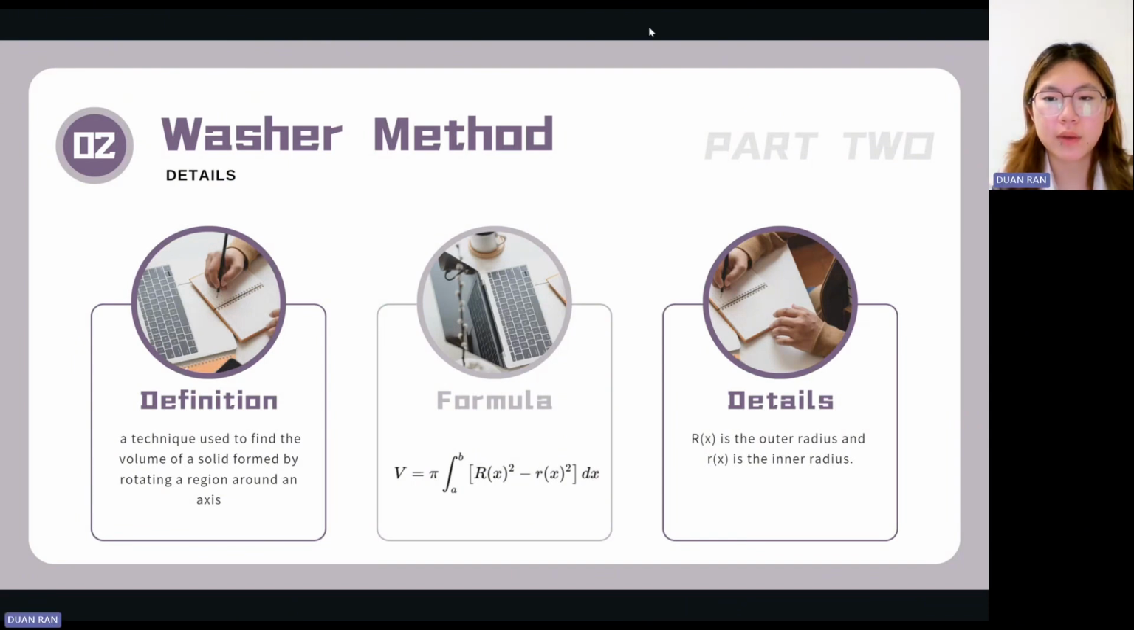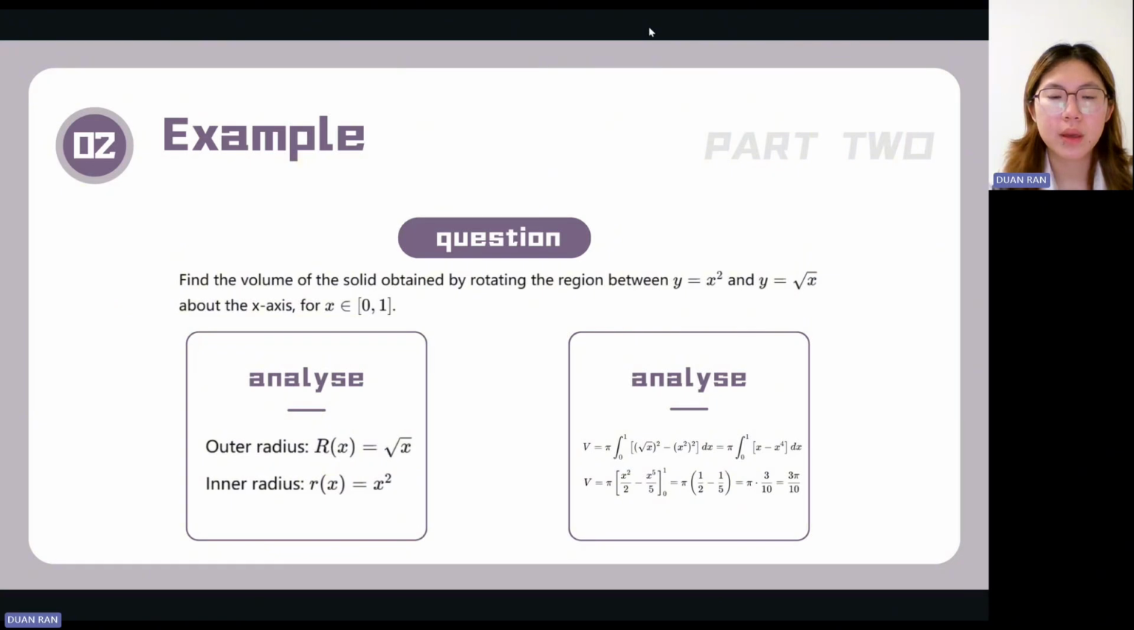The middle part is the formula, and R(x) is the outer radius, and r(x) is the inner radius. Here is the example. According to it, we can know that outer radius R(x) equals root x. Inner radius r(x) equals x squared. So we can calculate according to the formula now.